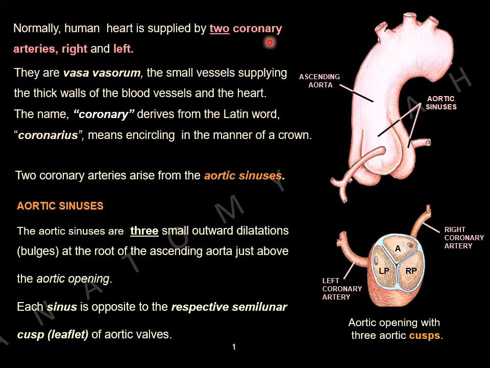Let's see the diagram. This is the arch of aorta. This is the ascending aorta. This part is the root of the ascending aorta just above the aortic opening. We have three bulges there called aortic sinuses. If you see the cross section of the aortic sinuses, one sinus is in front, which we call the anterior aortic sinus. Two sinuses are behind. One is on the right side, called the right posterior aortic sinus. Another is on the left side, called the left posterior aortic sinus.